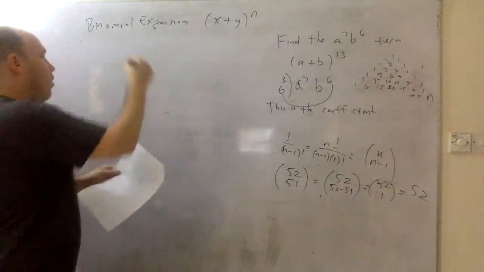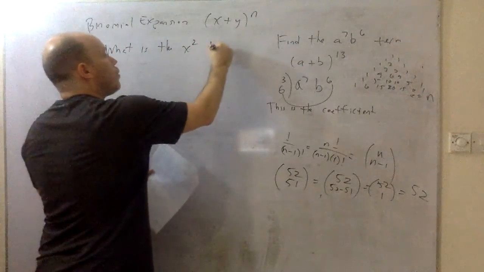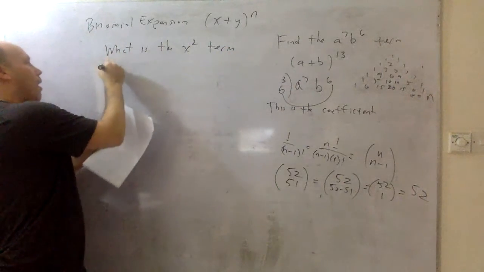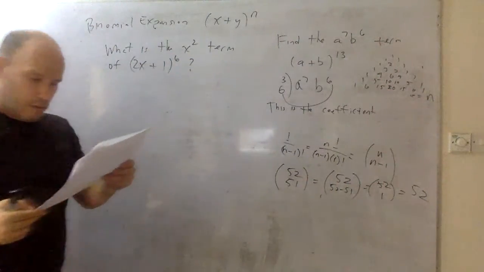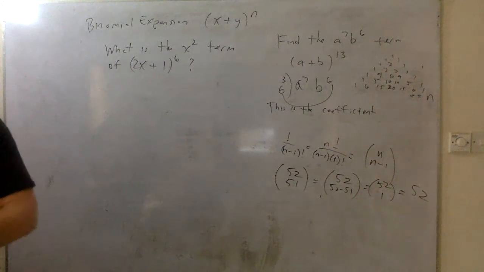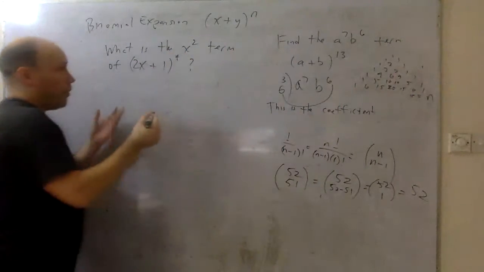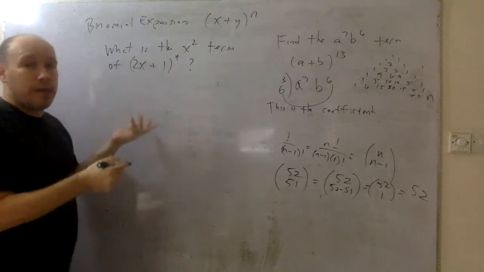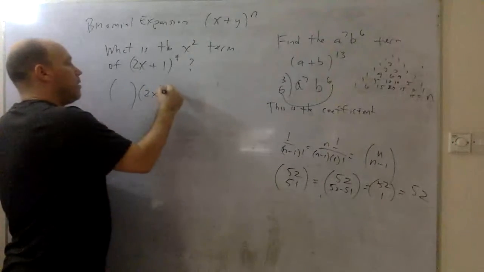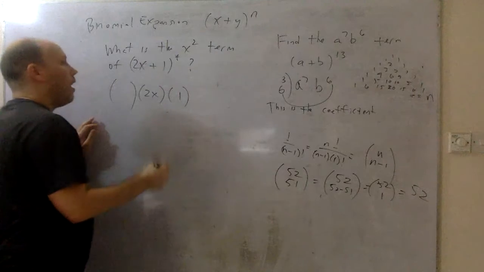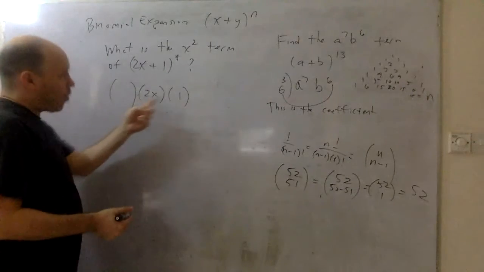They're going to say, well, what is the x squared term of 2x plus 1 to the 4th power? Let's make it to the 4th power. So you would say, okay, I know that every single term has its 2x, and then it's 1. So you have the coefficient, and then each term raised to a power.